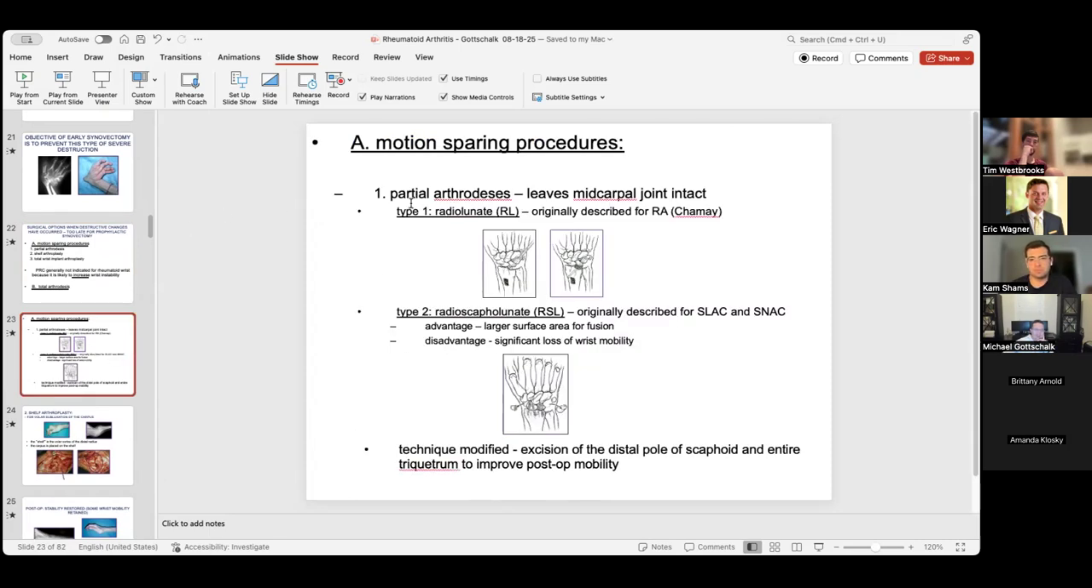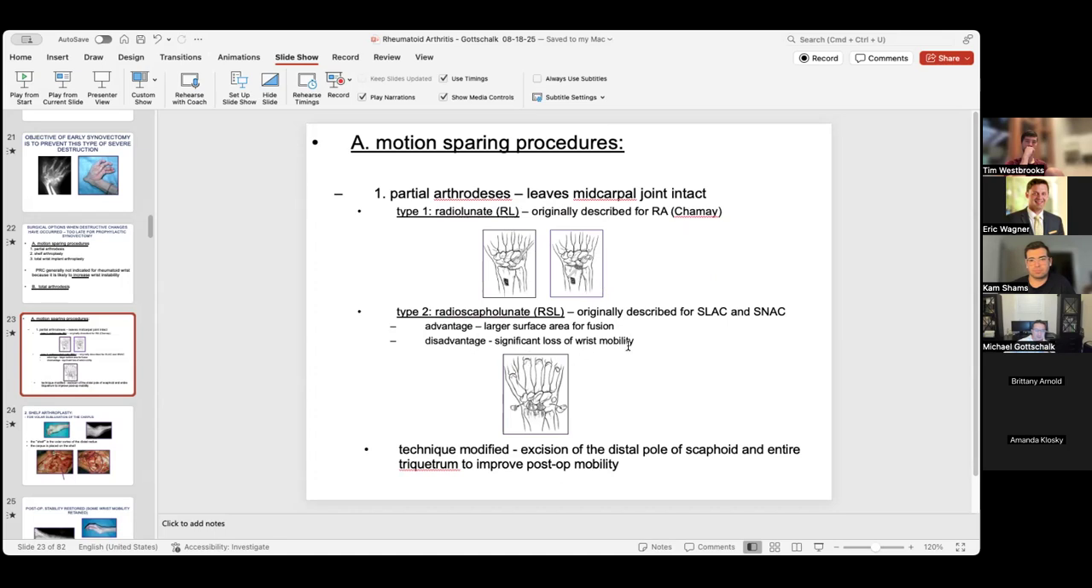So Wags and I wrote a review article on this. Essentially some partial arthrodeses that will leave the midcarpal joint intact. So the first one is radiolunate, which was originally described by Chamay for RA. And this is essentially just fusing, as you would think, the lunate to the radius.